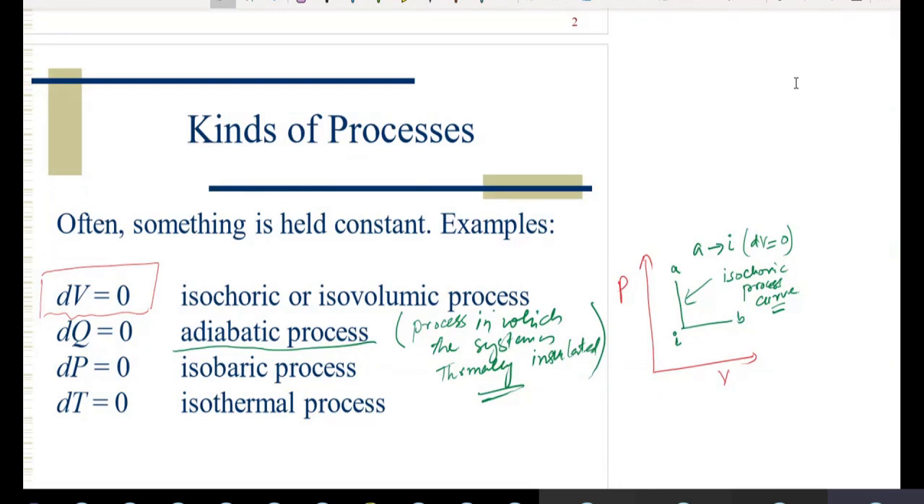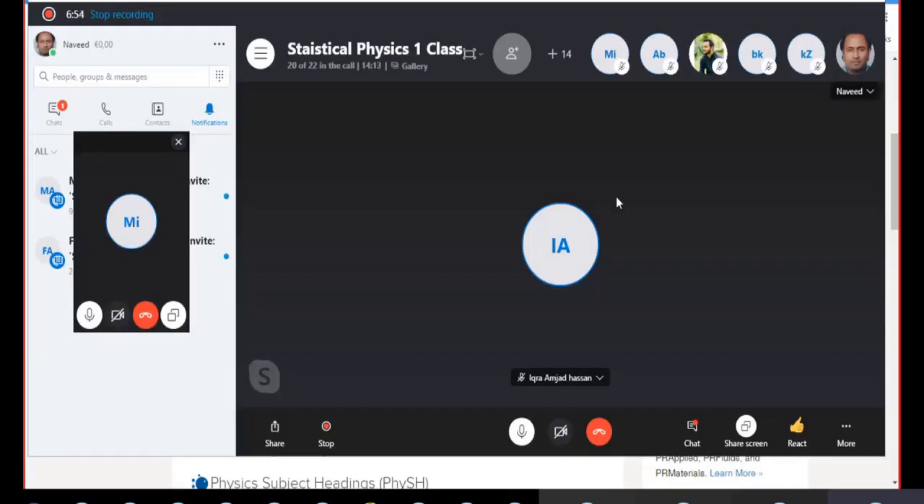Okay, so the next process is the process where we have no change in pressure. This kind of process is known as isobaric process, and we will also see several examples. And the one example that we did before was the normal work done example that we did during the last lecture.